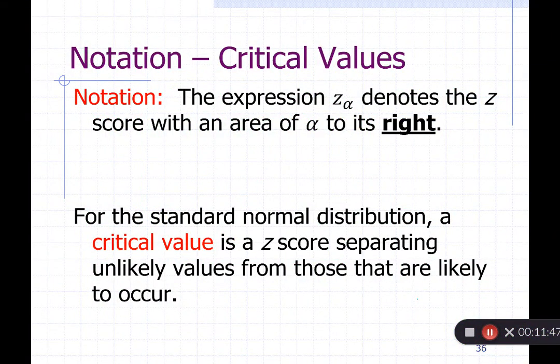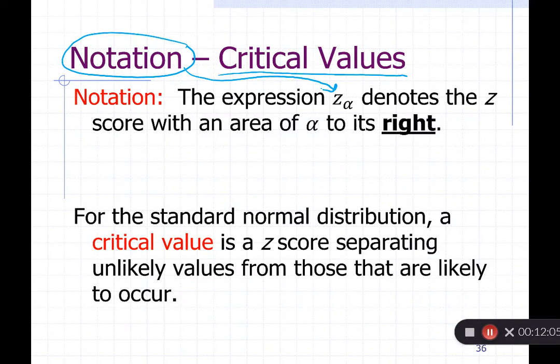Okay, so let's talk about critical values. We're not going to do anything with critical values just now. All we're talking about is the notation. The notation is z with a subscript alpha, where alpha is going to be the area to the right. Now, this is not Excel. This is a statistics notation. Excel only deals with area to the left. But the critical values, the statistics topic, is the area to the right.